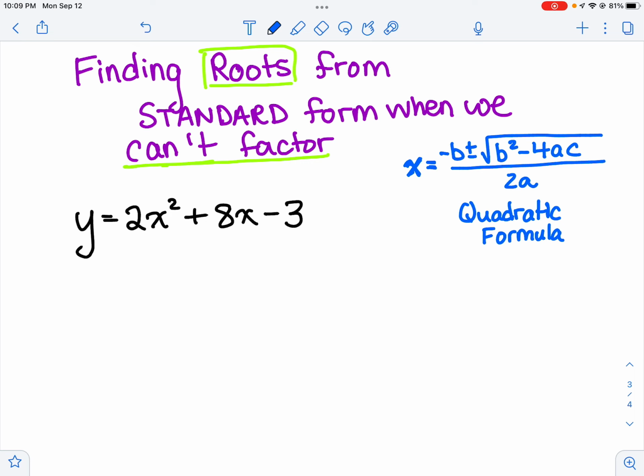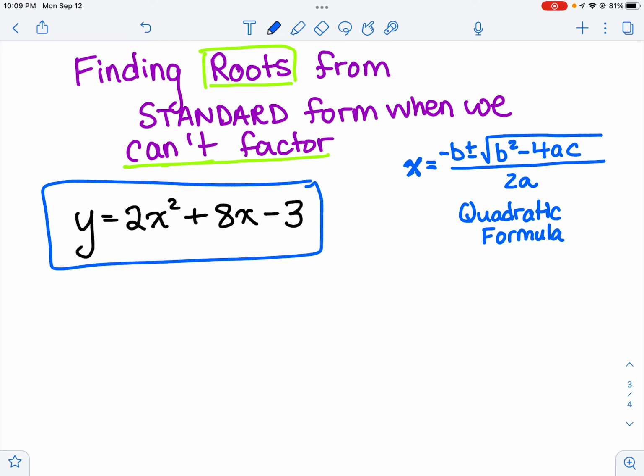So let's try it. Here's our equation in standard form. It's not factorable. So we know in this equation that a is equal to 2, b is equal to 8, and c is equal to negative 3. Let's go ahead and sub all of those into the quadratic formula.